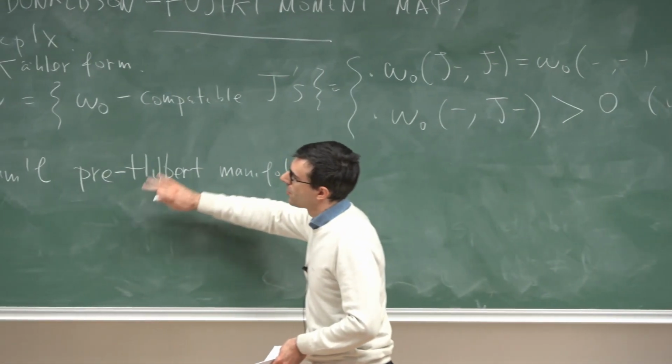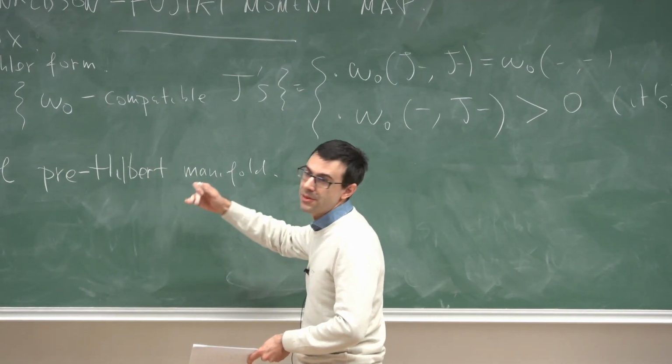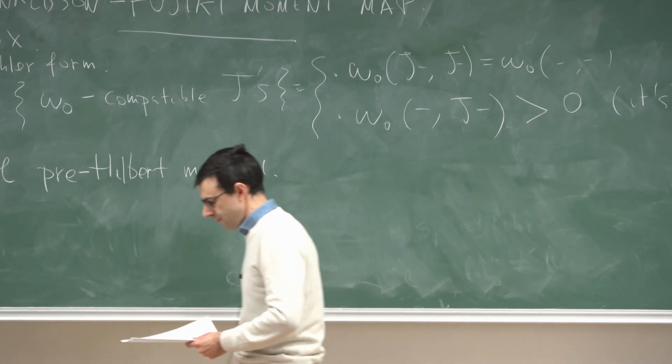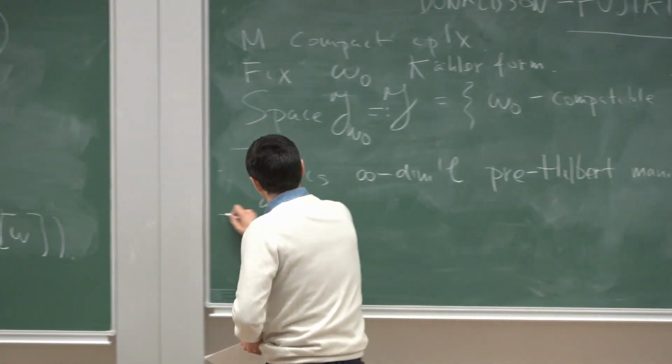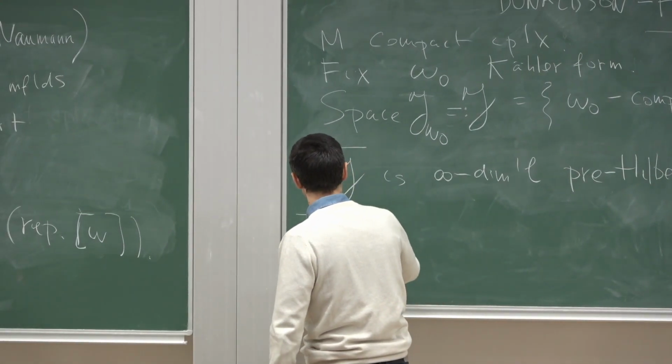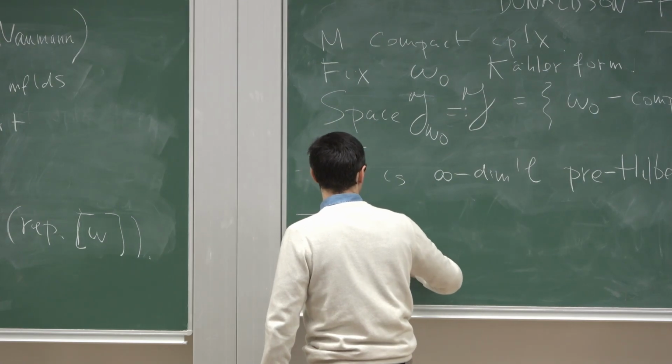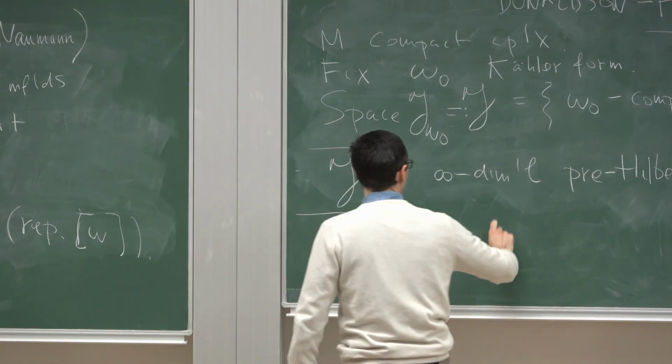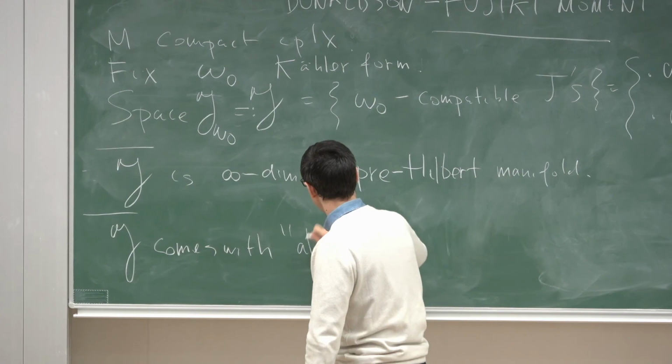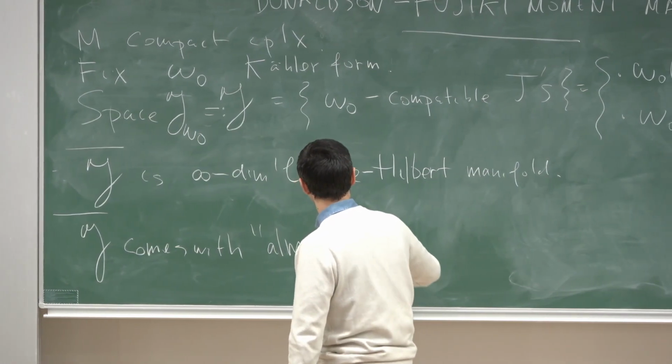Well, we're not going to go into the technical details of how to handle this infinite dimensional manifold. It can be done. And then if you believe that, then J comes with something called the almost complex structure, almost scalar structure.